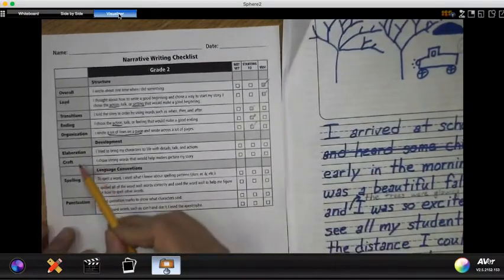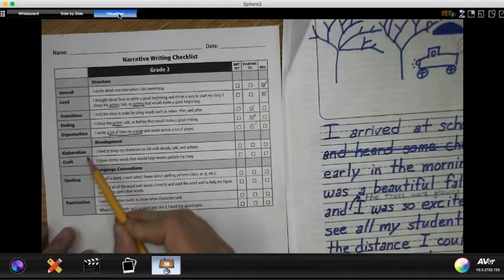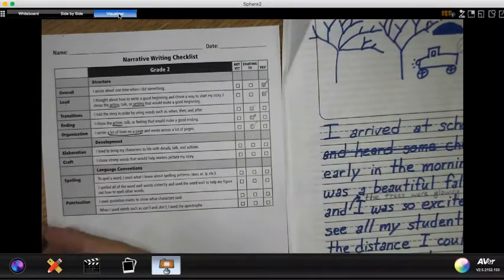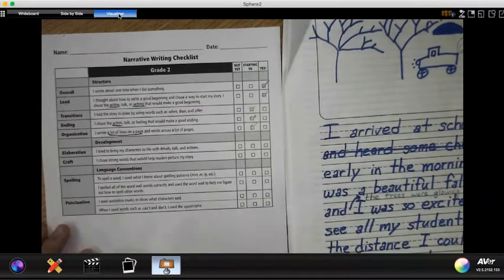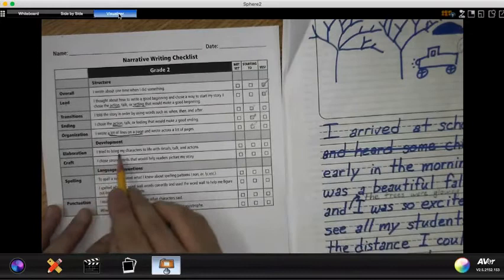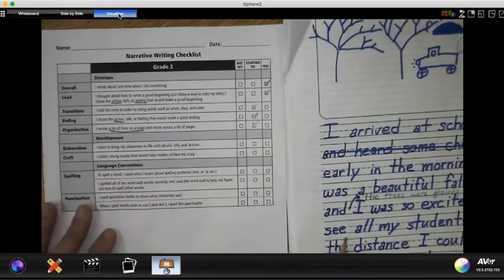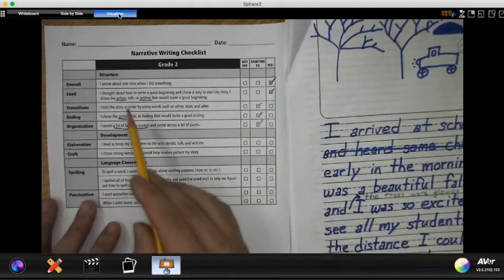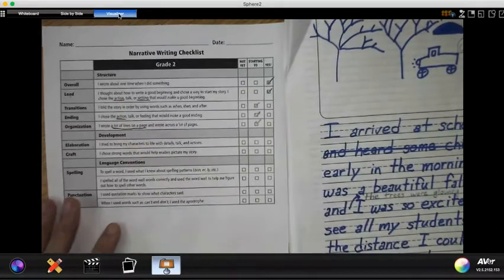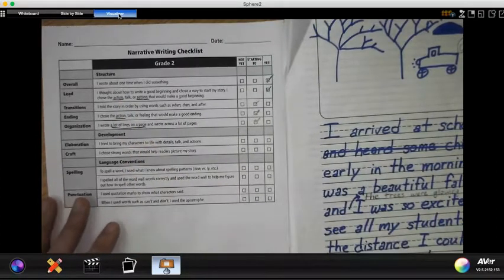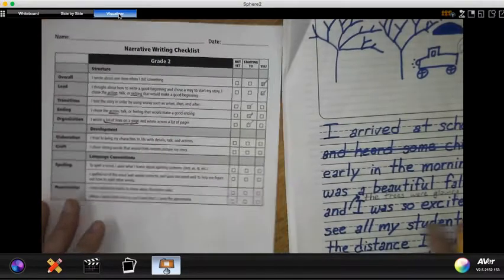All right, elaboration and craft. These are a lot of the second grade skills that we've been working on, adding those juicy words, stretching out our moment, adding feeling, talk, all that good stuff. So let's see if I did it. I tried to bring my characters to life with details, talk, and actions. I think from before, remember my lead and ending? We talked about a lot of those actions that I used. I used a good setting in the beginning.